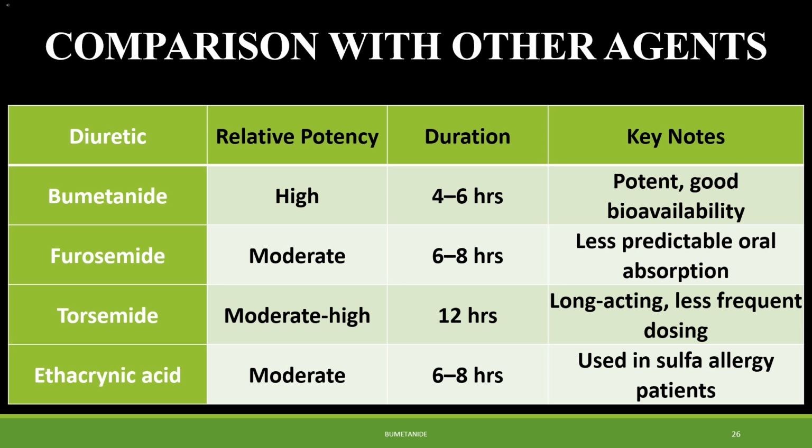Torsemide has moderate to high potency. Lasts longer at 12 hours, so it might need less frequent dosing. Ethacrynic acid has moderate potency. Lasts for 6 to 8 hours. It's often used in patients with allergies. Key differences. Bumetanide is potent with good absorption. Torsemide is longer acting. Ethacrynic acid is an option for patients allergic to sulfa drugs.